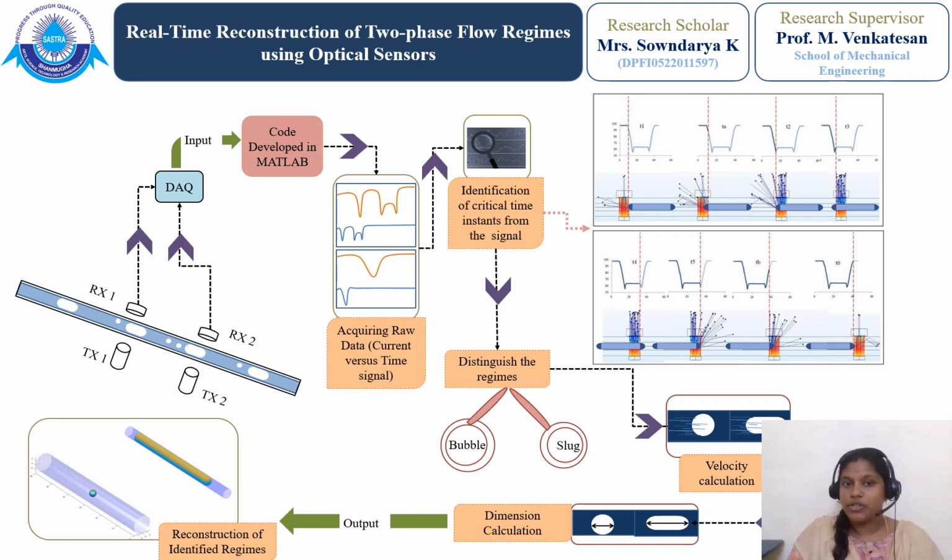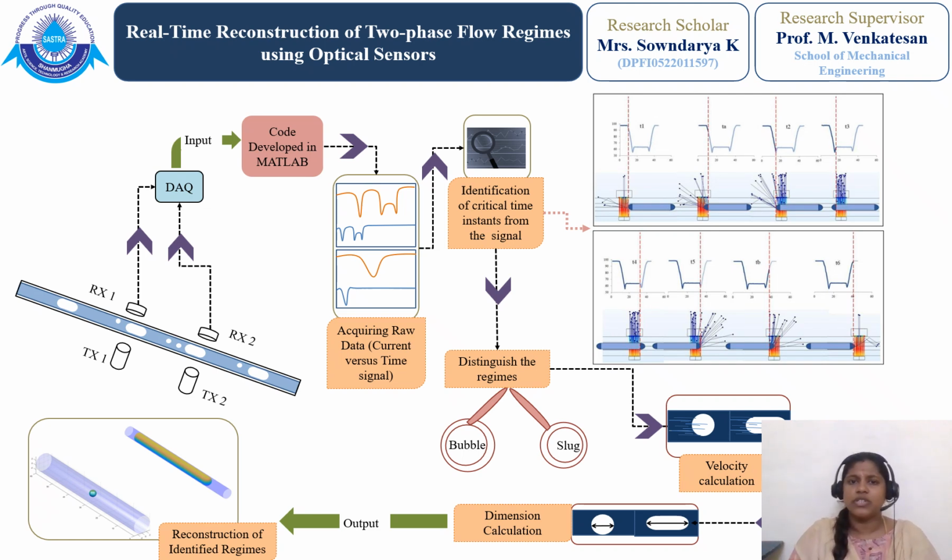Venkatesan. My doctoral research topic is on real-time reconstruction of two-phase flow regimes using optical sensor. The current research focuses on analyzing two-phase flow regimes which is flowing inside a mini channel made of borosil. Two-phase flow is nothing but a simultaneous flow of two different phases in same conduit. The current work primarily focuses on identification and reconstruction of slug and bubble regimes in real time.